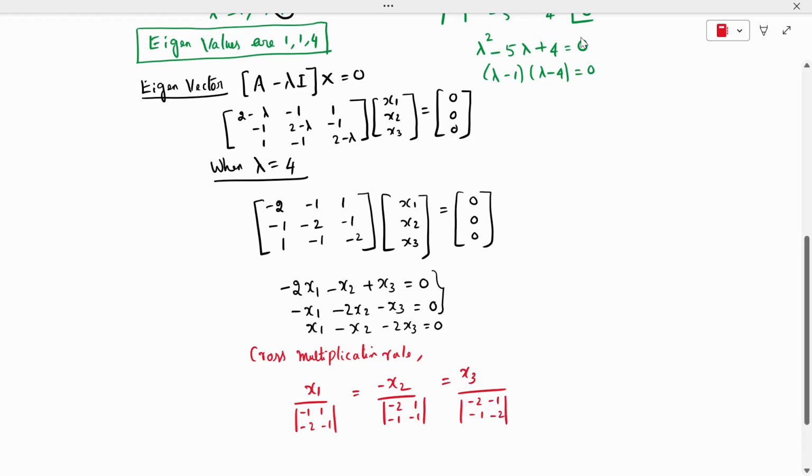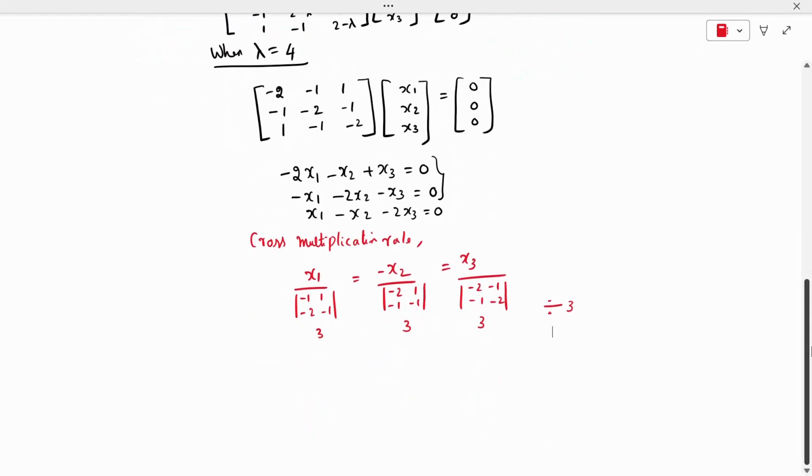Simplify this. 1 plus 2, so 3. Here 2 plus 1, 3. Here 4 minus 1, 3. So commonly divide by 3. My first vector will be 1, minus 1, 1. Note the minus symbol here. So the first vector is completed.